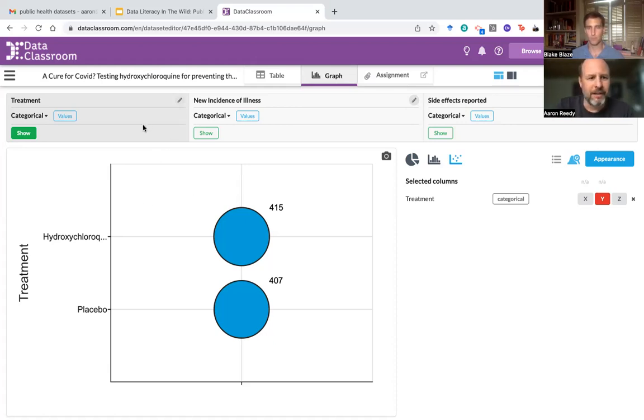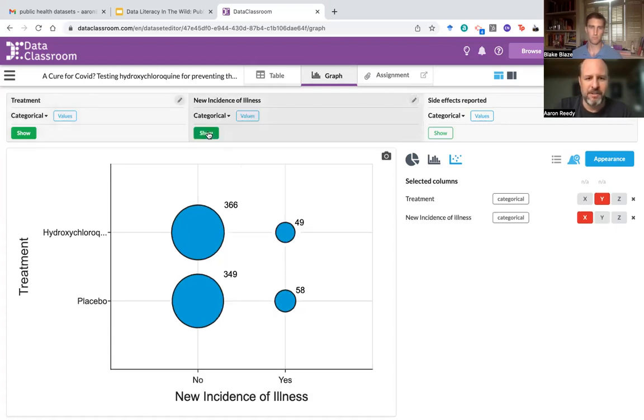Okay. So going into this, one question you might have is, is the drug effective? That's the big question. We'll just jump right into that one initially. We'll look at new incidents of illness plotted against our treatment groups. When I add that on there, we can see how many samples were in each group. In the placebo group, 349 patients did not contract COVID, 58 did. In the hydroxychloroquine group, 366 did not contract COVID, 49 did.